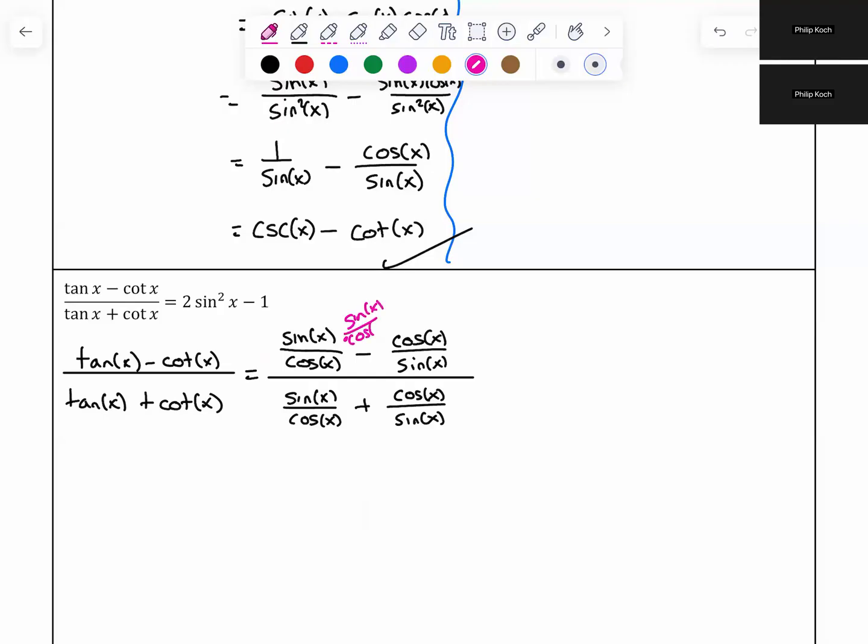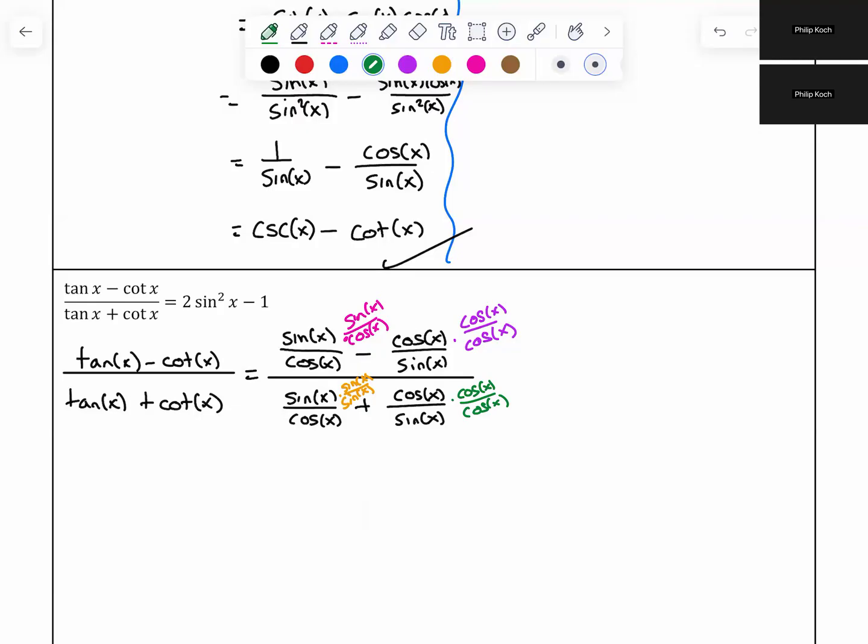But either way, I'm going to multiply this one by sine of x over cosine of x. And I'm going to multiply this one by cosine of x over cosine of x. And then I'm going to do the same thing in the denominator. I'm going to multiply this by sine of x over sine of x, and this by cosine of x over cosine of x. Doesn't look pretty, but it's okay. I mean, beauty's in the eye of the beholder. Maybe math thinks it's pretty.